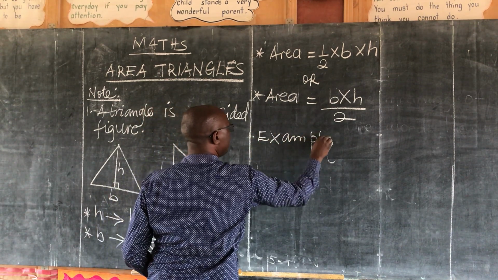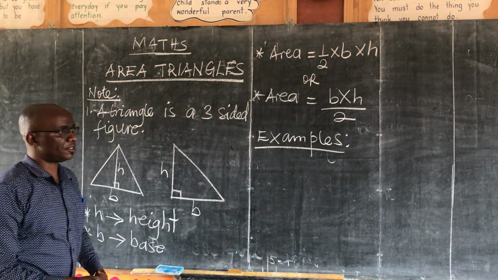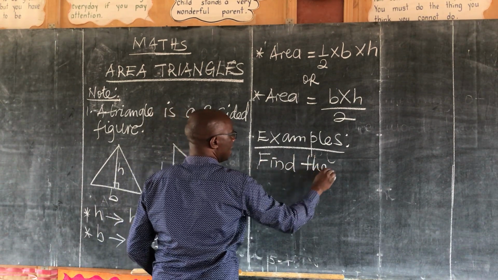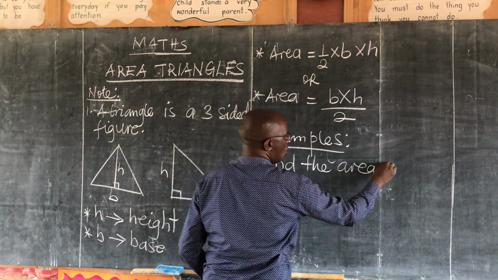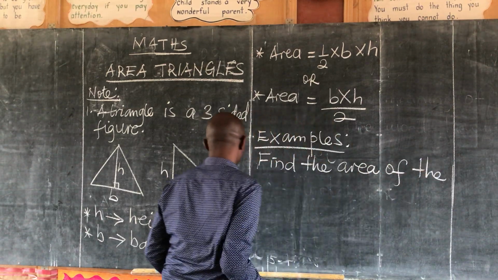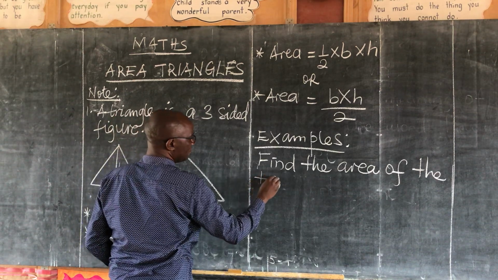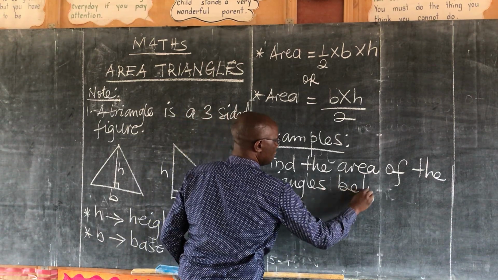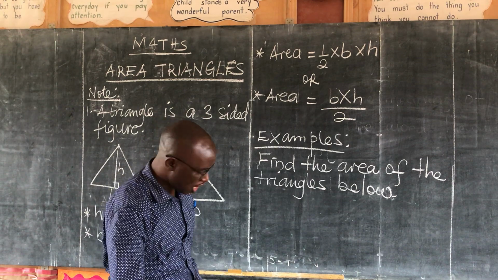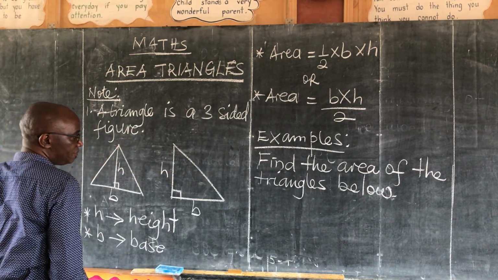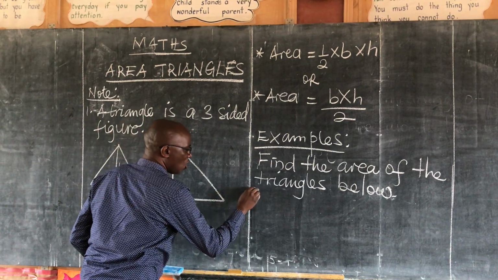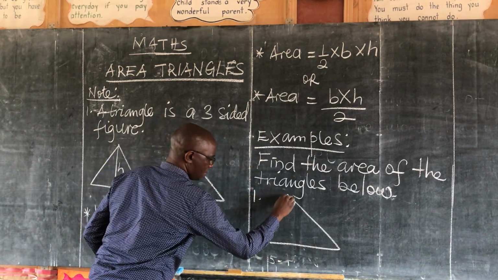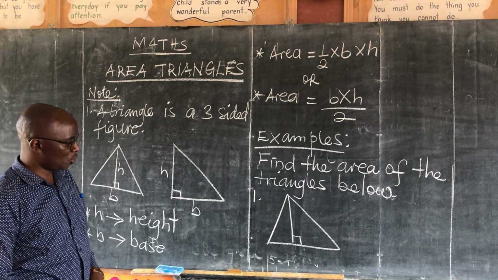Examples. Find the area of the triangles below. So now, we start with the first triangle. Find the area of the triangle below.